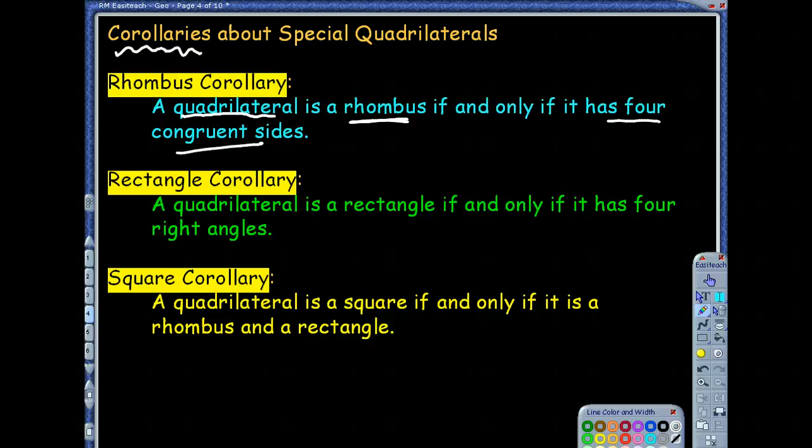So we don't have to know it's a parallelogram. Yes, automatically. And this is good, guys. The reason I stress this is that when you start doing proofs, you don't have to prove it's a parallelogram first. So that's kind of nice. Notice the square corollary says a quadrilateral is a square if and only if it's a rhombus and a rectangle. So again, that combo idea.